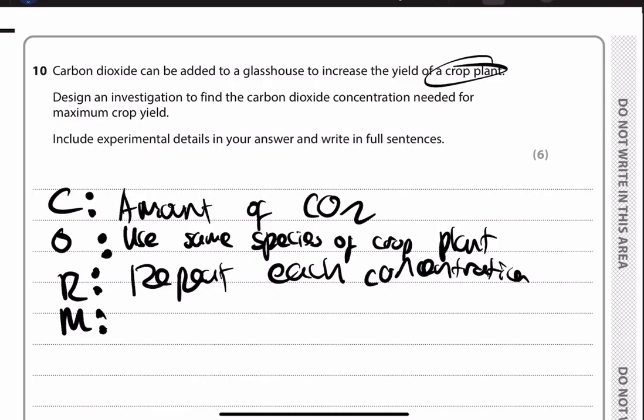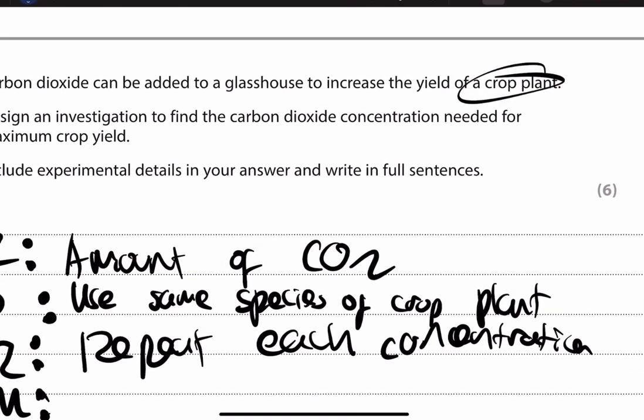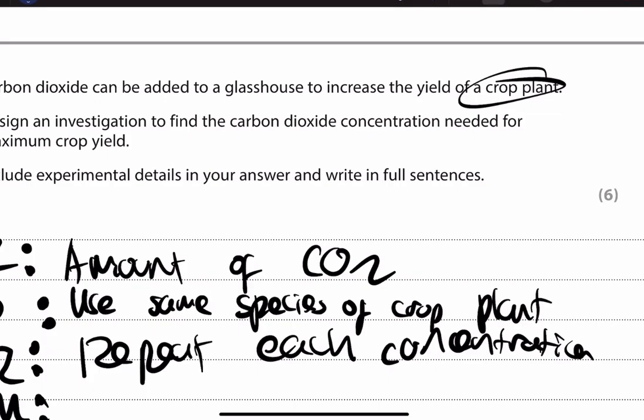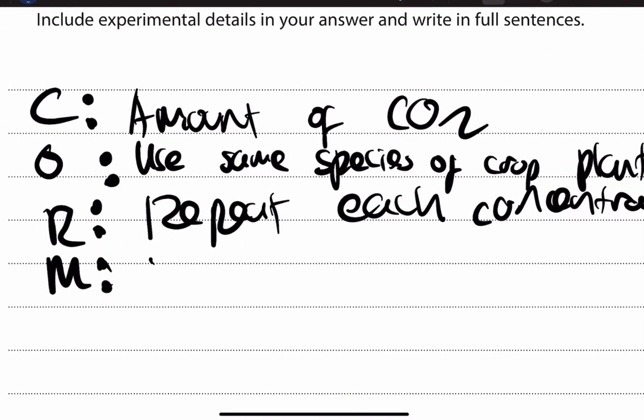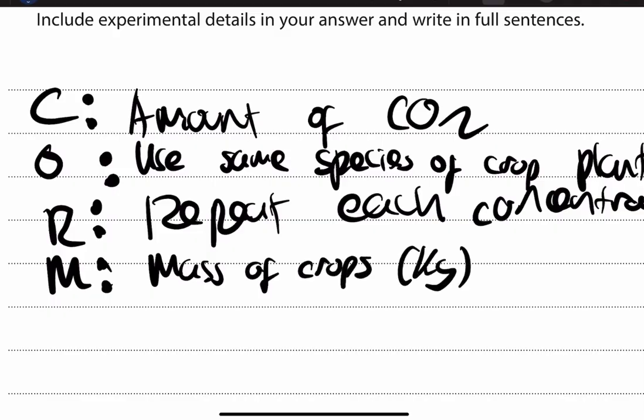M, right? Measure. What are we going to measure? Well, we want to find crop yield. What's a good measure of crop yield? The instant thing in my head is mass, right? Mass of crop you get. That can be in kilograms, I guess, if you're doing a lot of crops. If you want to be more out there, you can talk about the fruit, because some crops produce fruit, so you can talk about mass of fruit or amount of leaves. Loads of things you can say. I think mass is really easy, so mass of crops, right? And throw a unit in there just to make sure the examiner knows you know what you're talking about.